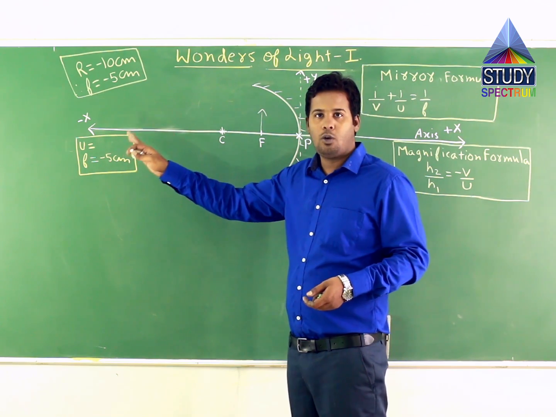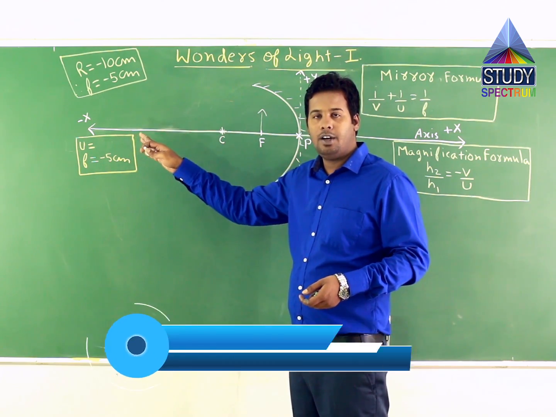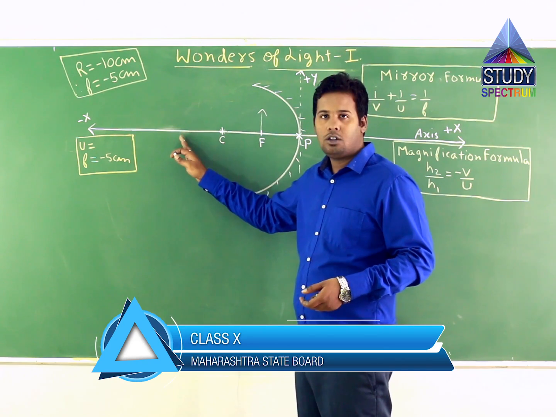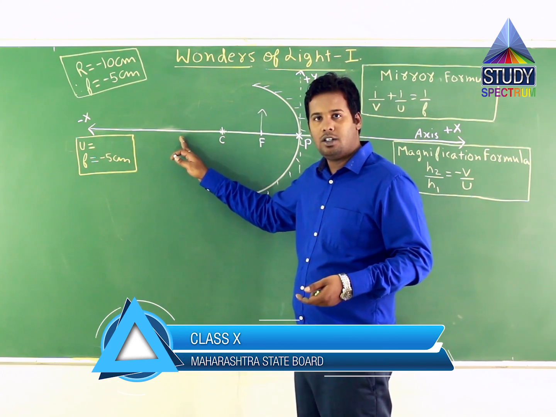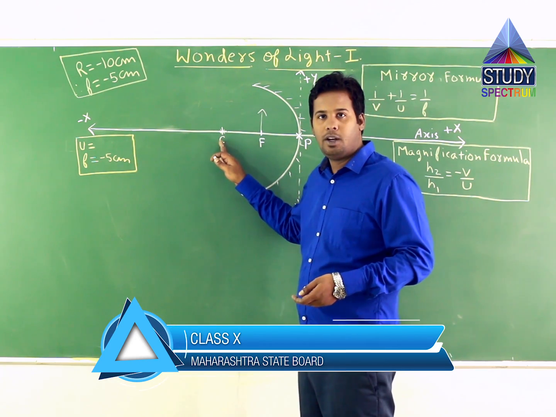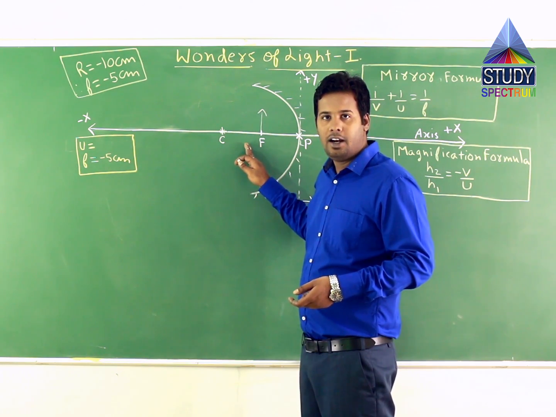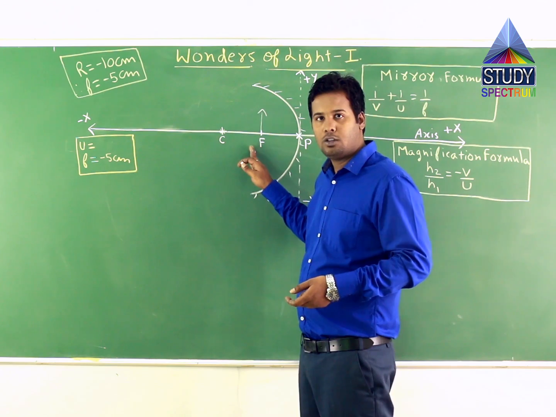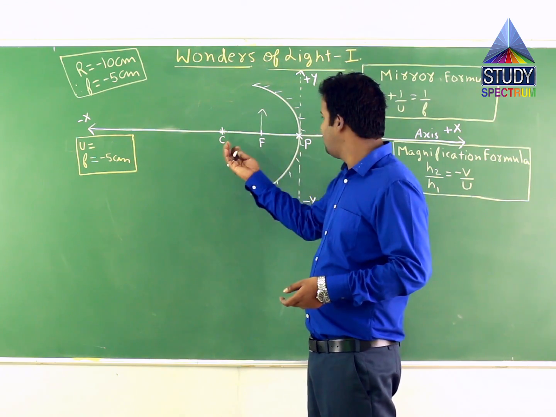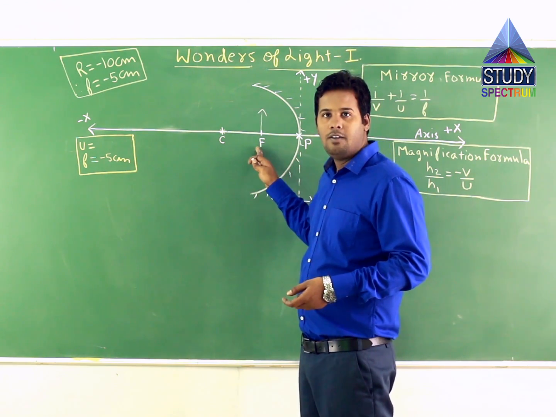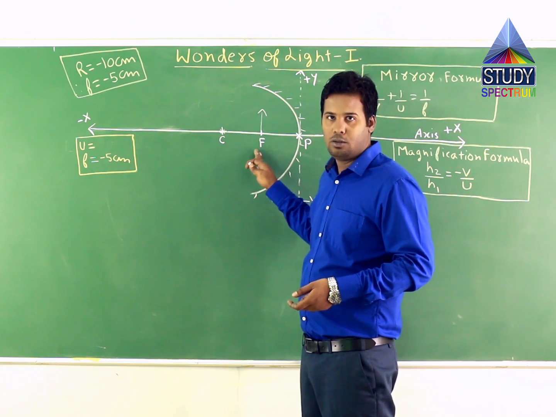The very first case was the object placed at infinity. Then the second case was the object placed beyond C. The third case was the object placed at C. The fourth case was the object placed between C and F, that is, center of curvature and focus point. So the fifth case, as we move towards the pole, is when the object is placed at the focus point.